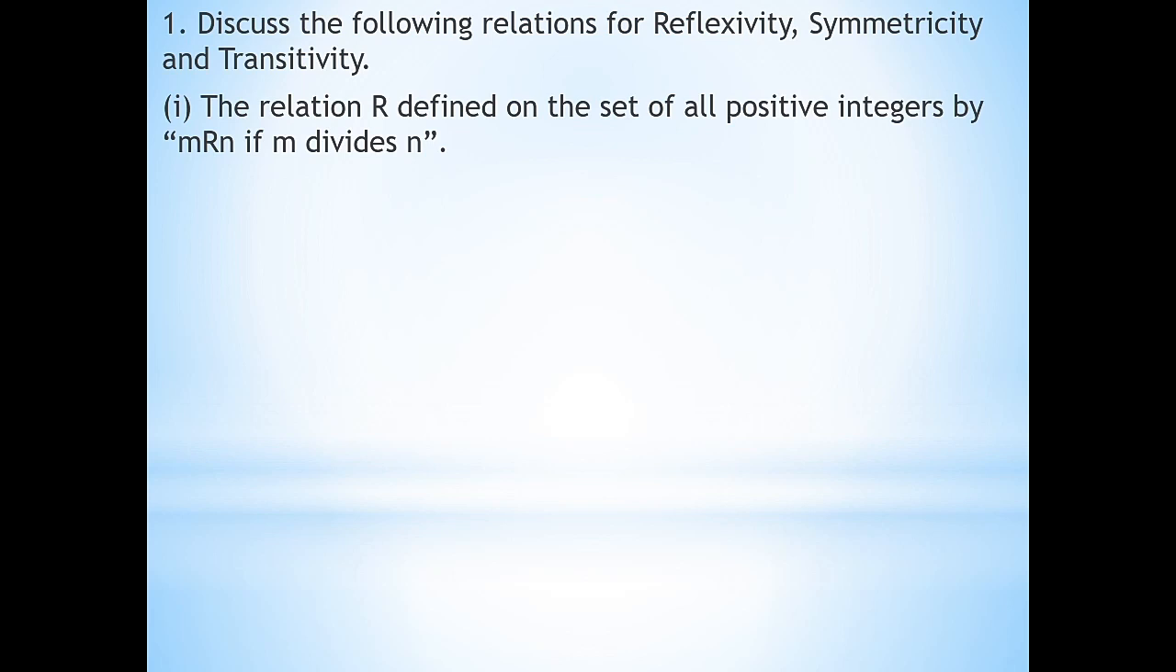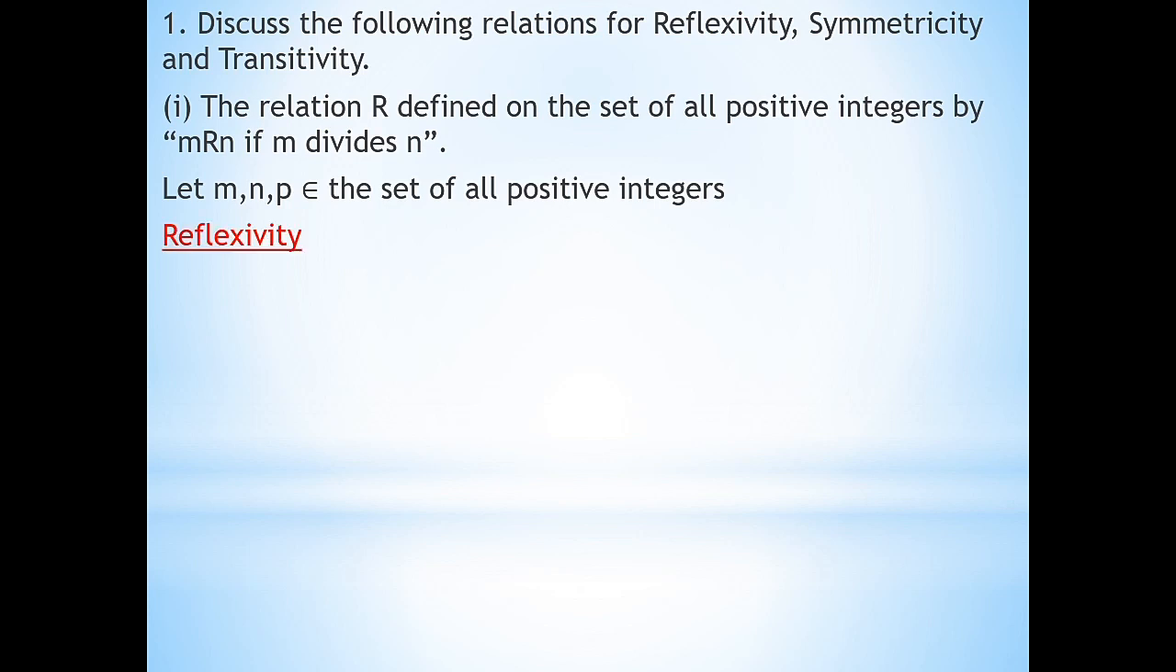Okay, so now we are going to make a relation R from the set of all positive integers. What does the relation mean? M is related to N if M divides N, that means N is divided by M. Okay, now I'll show you how to check this. First we have to take three elements belonging to the given set, that is M, N, P belongs to the set of all positive integers.